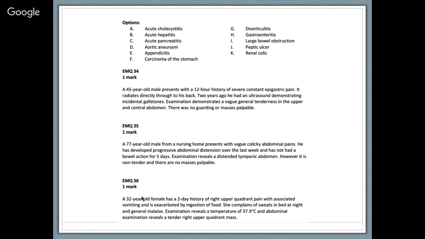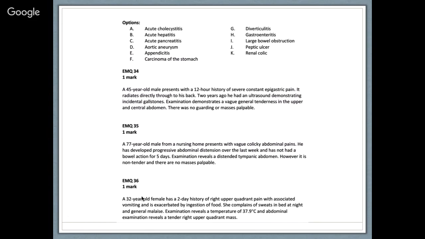Cool. Next one. 77-year-old male from nursing home with vague colicky abdominal pain. This question is a little bit interesting. Distended tympanic abdomen, non-tender and no masses palpable. What do you guys think this one is? Large bowel obstruction. Yeah. I actually spoke to one of the ED consultants about this question, and she said that you're not really going to get a patient with a large bowel obstruction who's non-tender. Most patients will be tender. But I think for the purpose of this question, the answer is a large bowel obstruction.